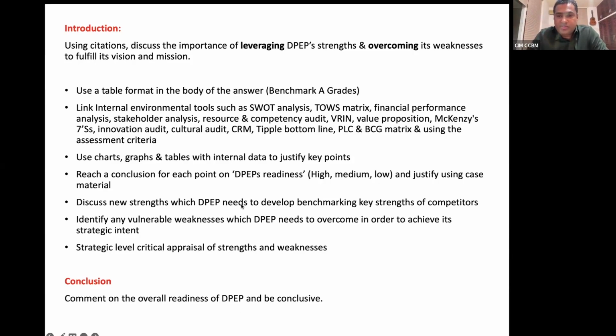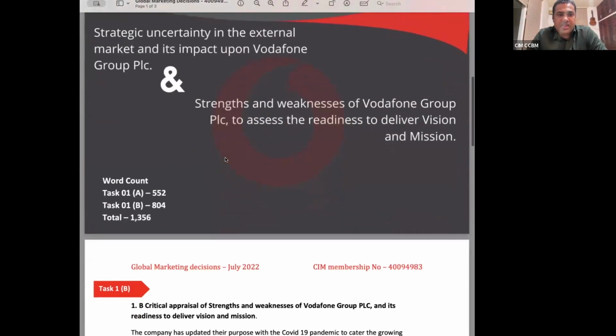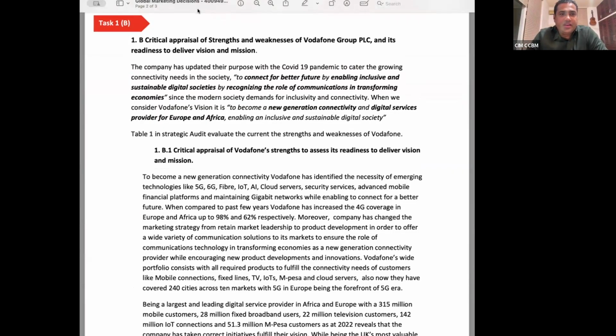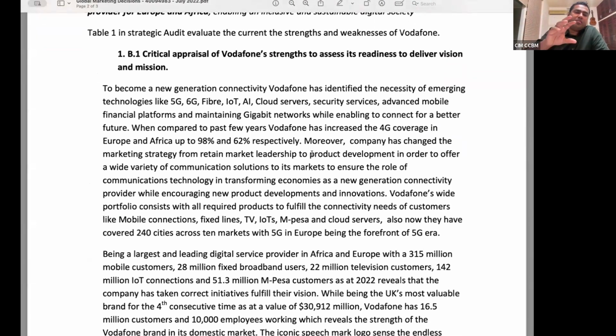Now I'll show you some simple A-grade answers, then perhaps you will understand a little better, right? I have shared all this with you. Same task, same number of word count. So you can see an introductory paragraph, nicely done. So this answer here, guys, has started off with a paragraph format.